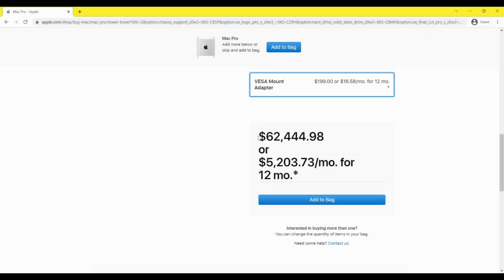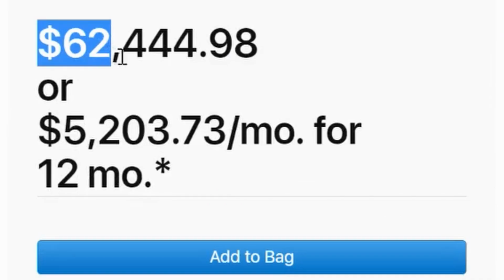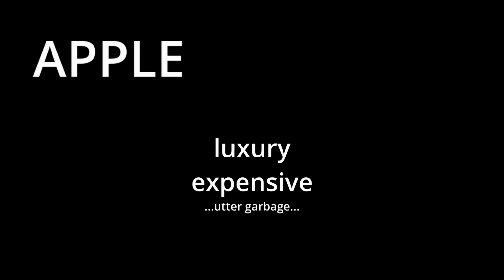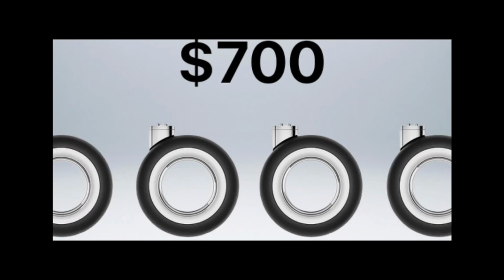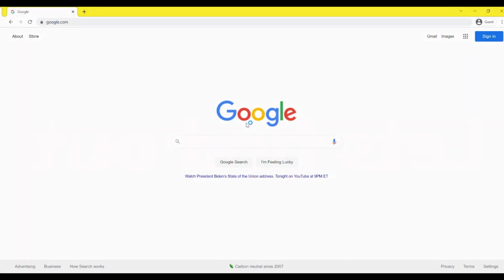I am going to buy the single most expensive item on the Apple website. Let's get to it. Now Apple is known for creating insanely expensive luxury items such as $700 Apple Mac wheels. But I have always wondered, what is the most expensive product that Apple sells? So let's get to the website.